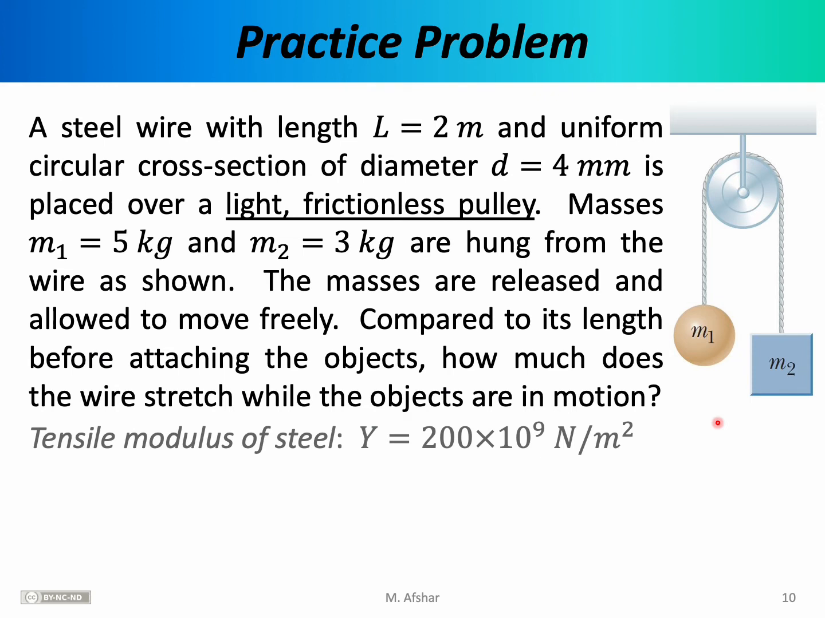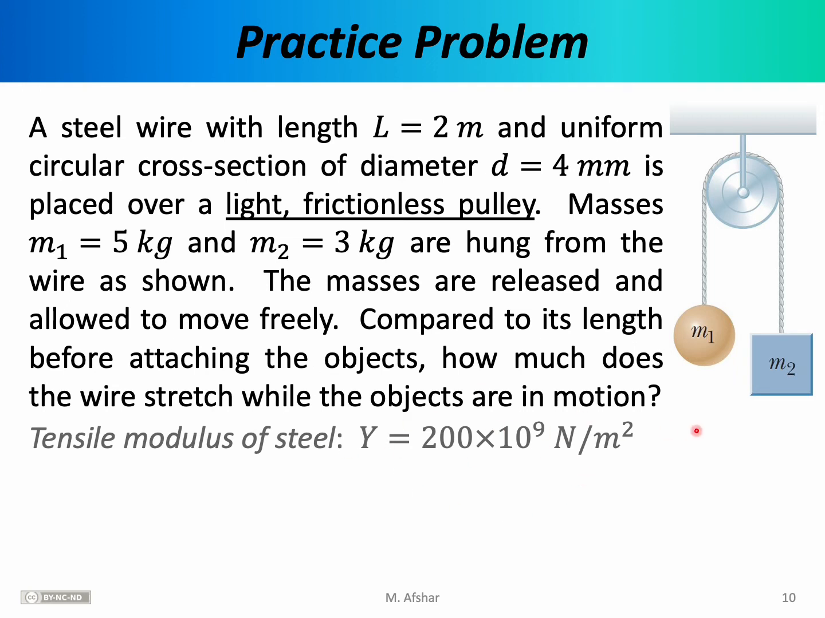Let's solve a more challenging practice problem involving tensile deformations. A steel wire with length 2 meters and uniform circular cross-section of diameter 4 millimeters is placed over a light frictionless pulley. Masses of 5 kilograms and 3 kilograms are hung from the wire as shown. The masses are released and allowed to move freely. Compared to its length before attaching the objects, how much does the wire stretch while the objects are in motion? And the tensile modulus of steel is given to you.